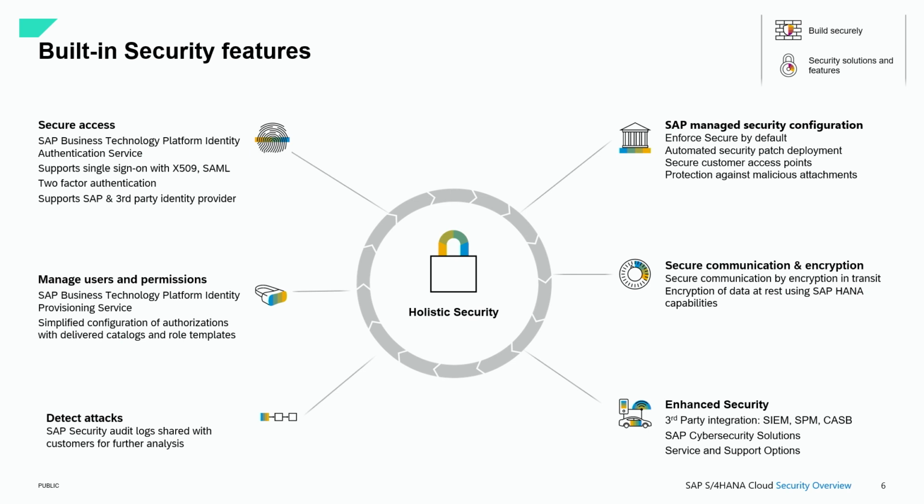Let me now jump to the built-in software features of S/4HANA Cloud Public Edition. Let me start at the left part of the screen, where we make use of services provided by the Business Technology Platform. For example, the Business Technology Platform Identity Authentication Service and the provisioning services for secure access and managing users and permissions.